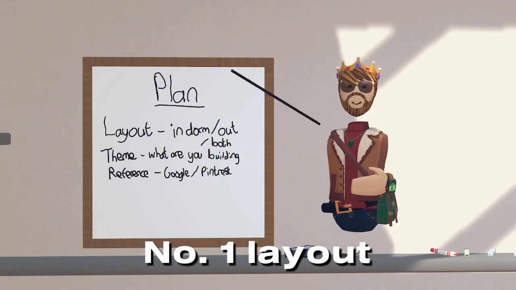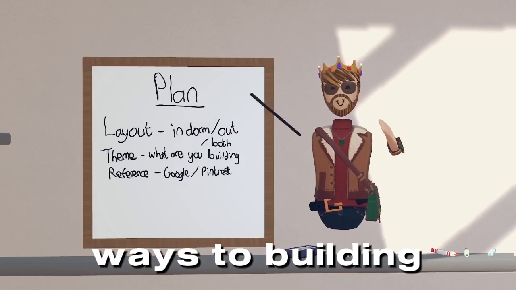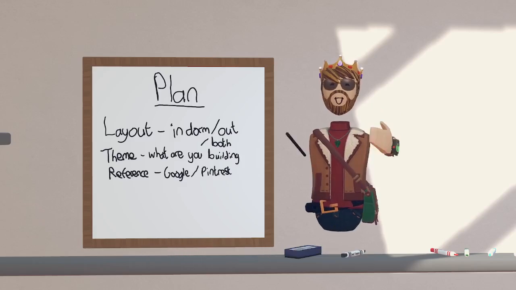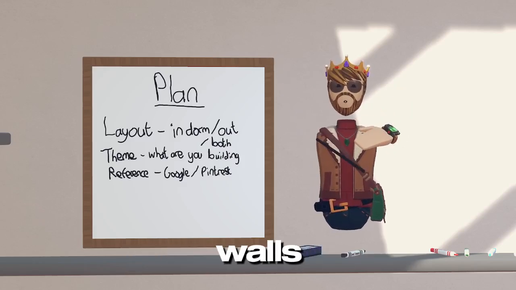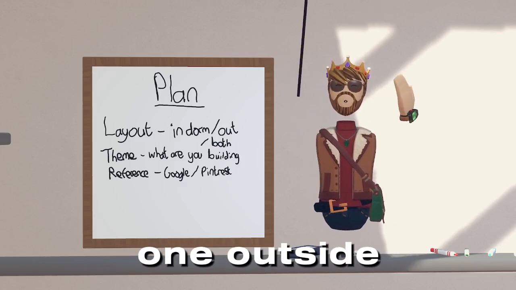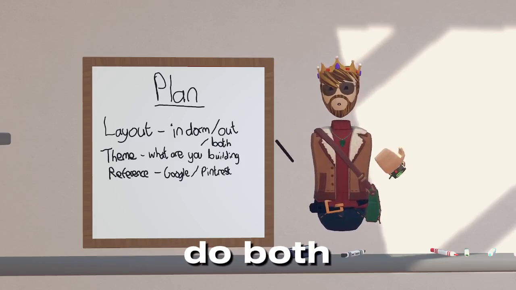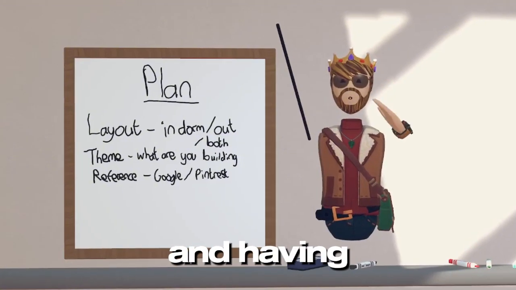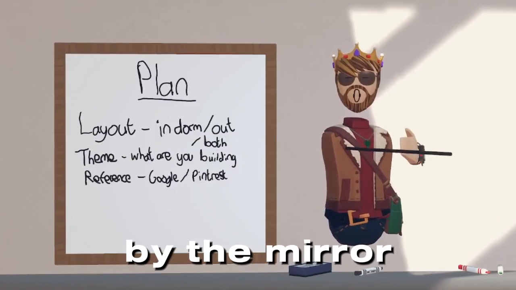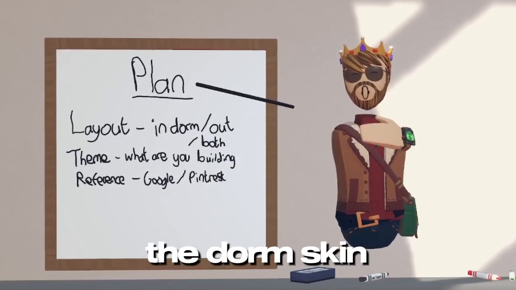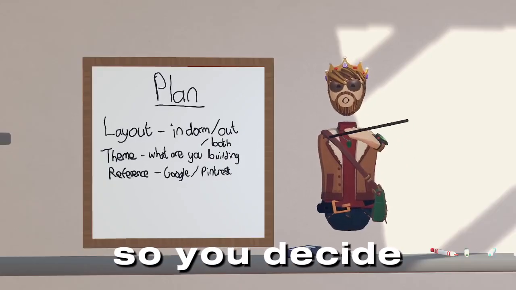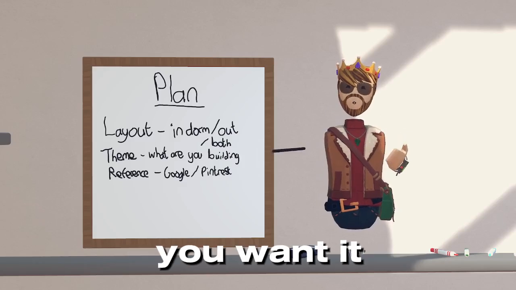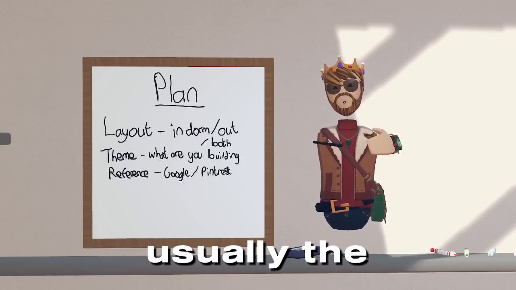Tip number 1, layout. There's multiple different ways of building dorm skins. I'm sure you've seen it whenever you're going to buy a new dorm skin in the store. You can either build one within the dorm skin walls, you can build one outside of the dorm skin walls, or you can do both. People have done this in many ways, having the main area upstairs and having a bathroom by the mirror and some other sort of room outside of the dorm skin by the side. So you need to decide how big this thing is going to be, and this can also affect how pricey you want it to be. The bigger the dorm skin, usually the more expensive it is.